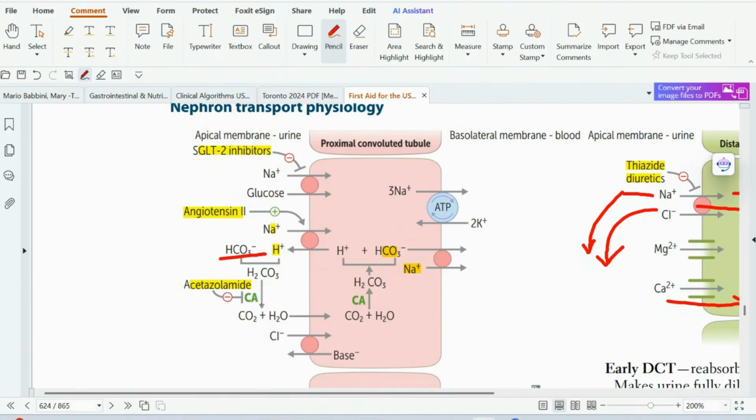How does a carbonic anhydrase inhibitor work? Acetazolamide, how does it work? It doesn't allow this exchange to take place, so bicarbonate is gone into the urine. Does that make sense? Bicarbonate is gone into the urine. So what does it lead to inside the person? It leads to metabolic acidosis. Does that make sense?